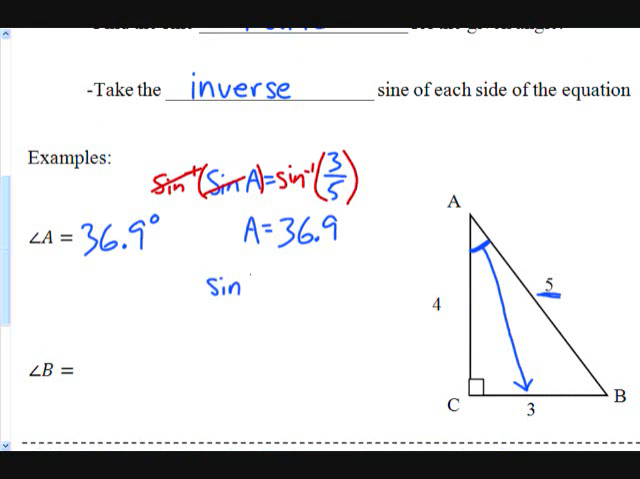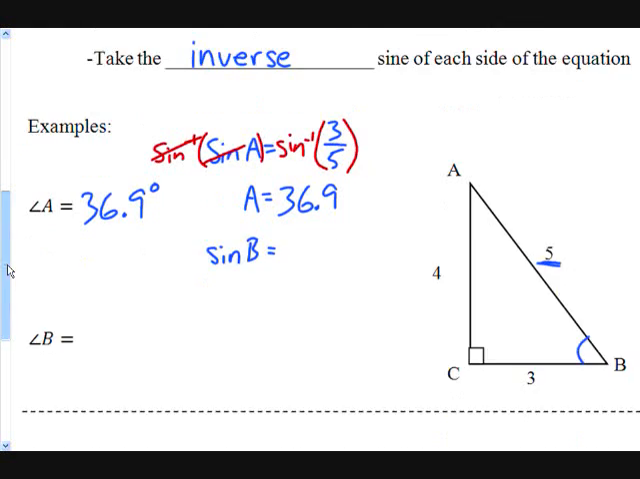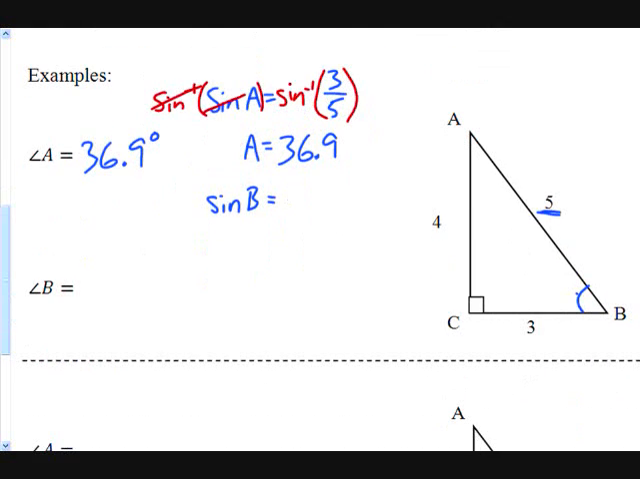So I'm going to do the sine of B this time equals, well, now if I'm looking at angle B, I need to do opposite over hypotenuse. The side that's opposite the angle B is the 4. So opposite is 4. Over the hypotenuse, which is still the 5. And now to undo sine, I just take the inverse sine of each side. So over here, inverse sine and sine cancel each other out. I'm just left with the B.